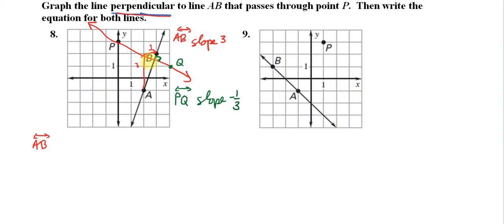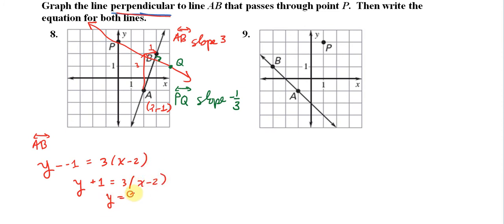Well, for AB, we know that it goes through point A here, which is (2, -1), and we know that it has a slope of 3. So this is y minus -1 is equal to the slope, which is 3, times (x minus 2). We can do some simplifying here. y plus 1 equals 3 times (x minus 2).